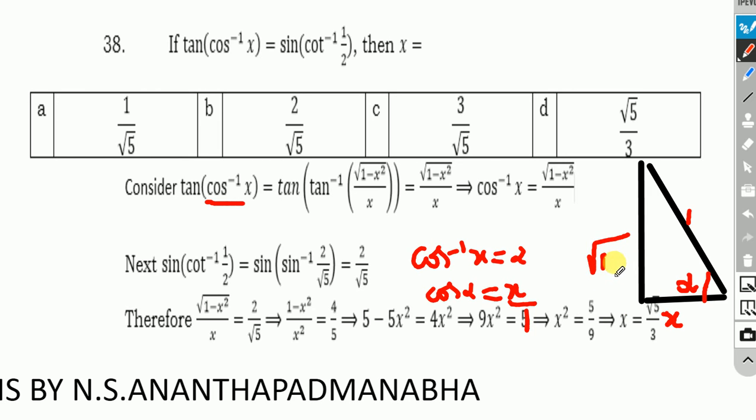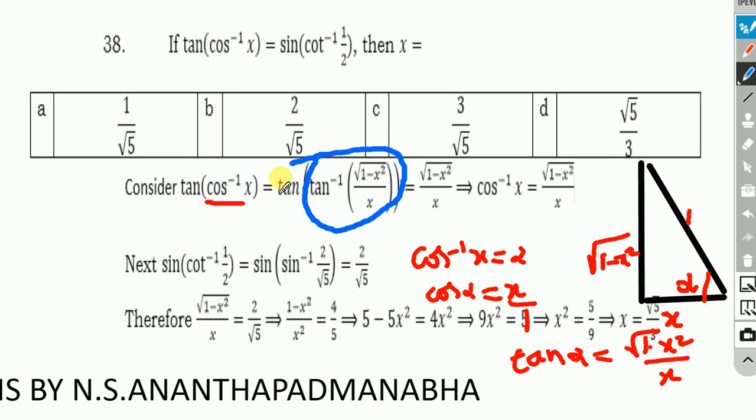So now tan theta, that is tan alpha here, will be root of 1 minus x square by x. Alpha is tan inverse of root of 1 minus x square by x, so tan of tan inverse of root of 1 minus x square by x is root of 1 minus x square by x, which implies tan of cos inverse x is equal to root of 1 minus x square by x.